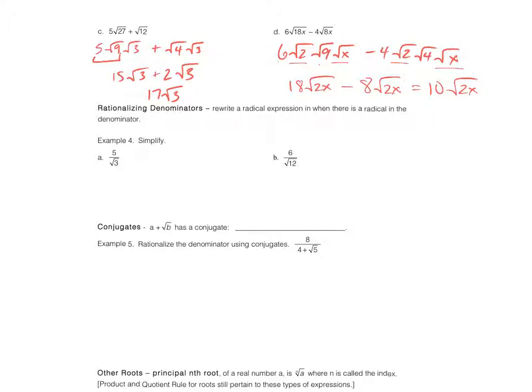To rationalize the denominator is to rewrite a radical expression when there is a radical in the denominator. You know you're done when there is no radical left in the denominator.